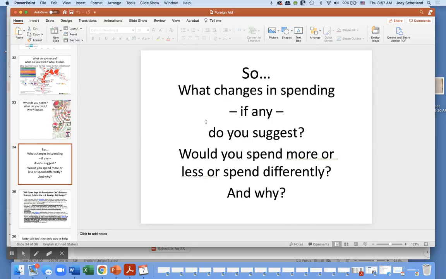So, what do you think? What changes in foreign aid spending, if any, do you suggest? Do you think we should spend more or less, and why? If you have any questions, please let me know. Thank you.